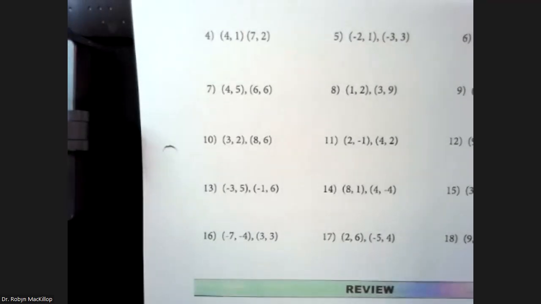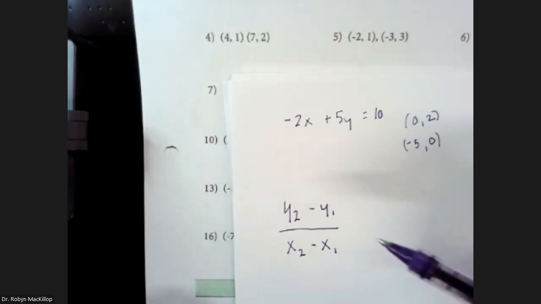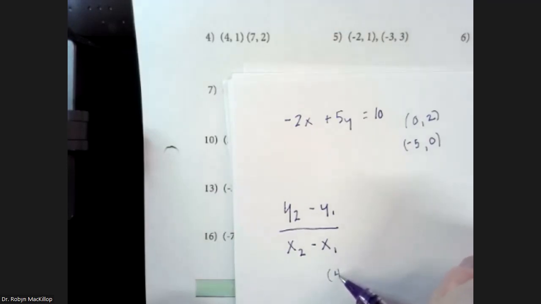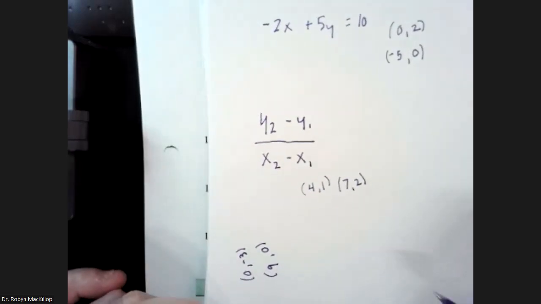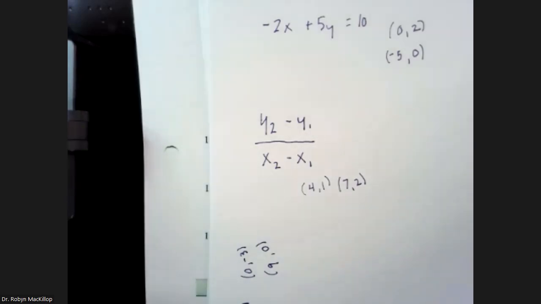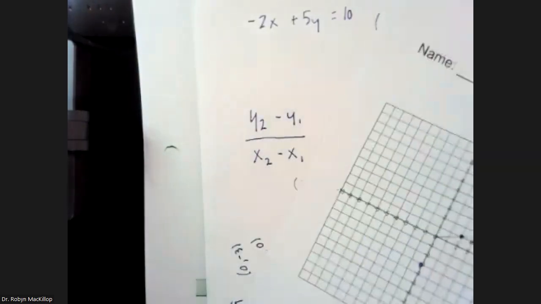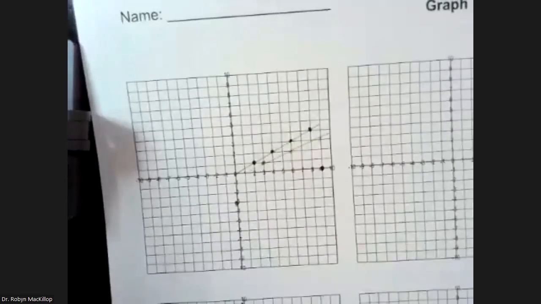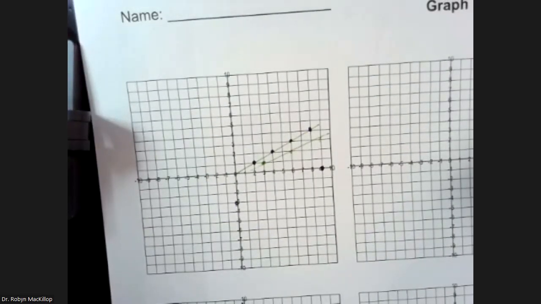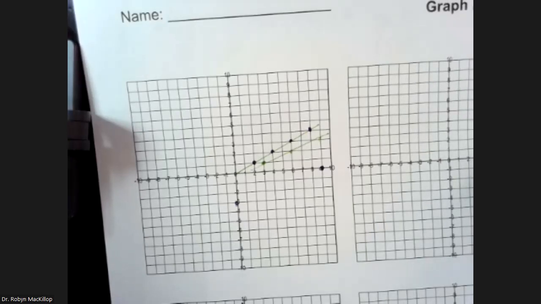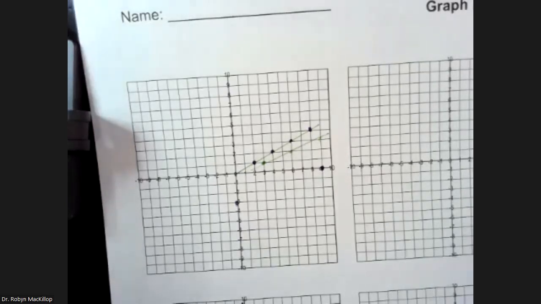All right, so here we've got a page of ordered pair. Perfect. Let's look at number 4. We've got 4 and 1 and 7 and 2. And we're going to find the slope of those 2 points. We could easily draw the line, right? Since we have the 2 points, 4, 1 and 7, 2, 4 on X, 1 on Y, 7 on X, 2 on Y. So there's our line. We can double check.